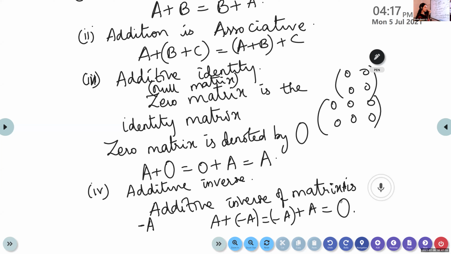Whenever we write a matrix equal to 0, it means it is equal to a 0 matrix, a null matrix. Here 0 means it is the 0 matrix, null matrix. It is not equal to the element 0. Here it is equal to the matrix 0.